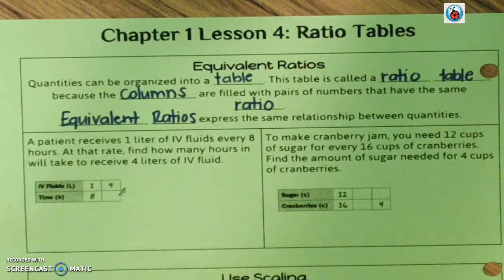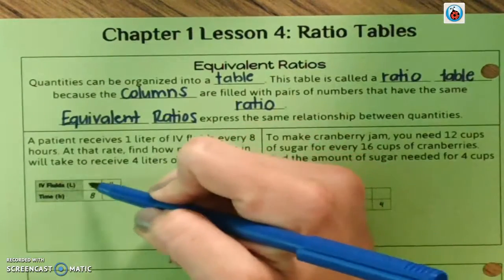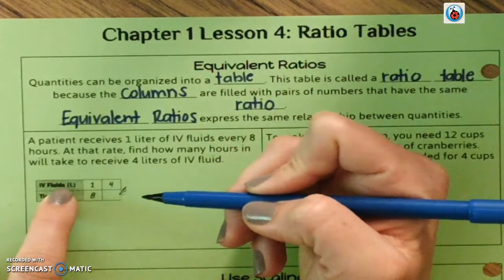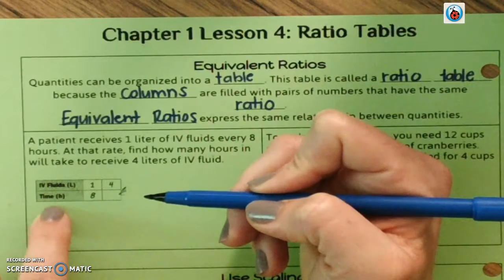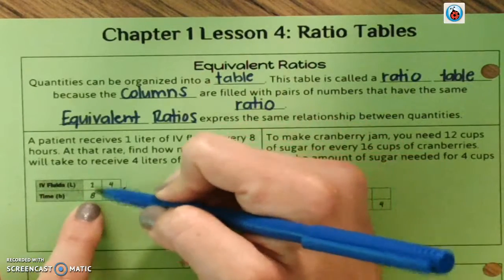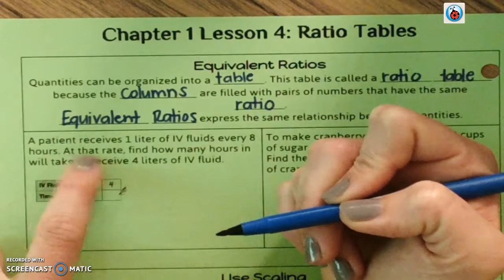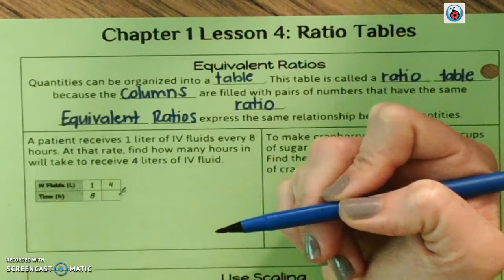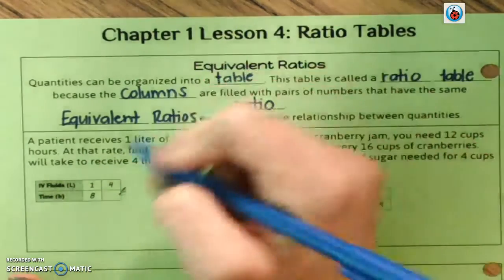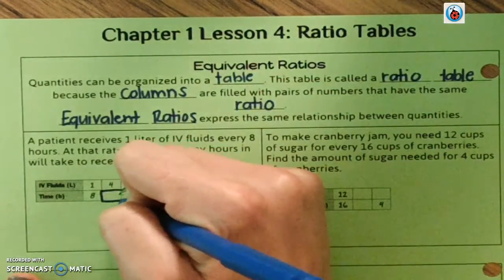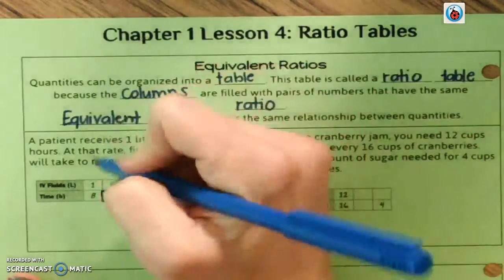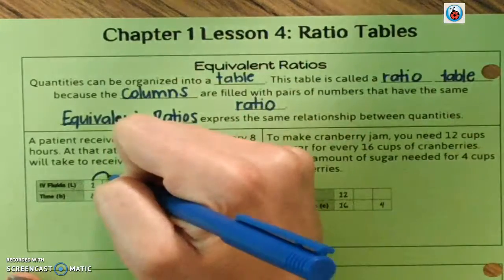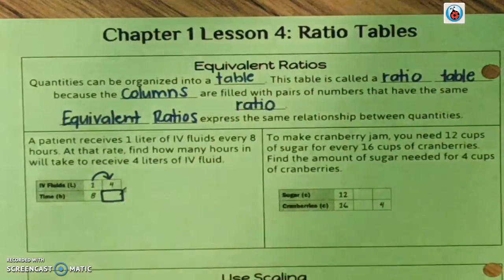Okay, a patient receives 1 liter of IV fluids every 8 hours. So you see that this says IV fluids? 1 times 8 hours, right? You see how they're on top and bottom? Then at that rate, find how many hours it will take to receive 4. So they left this blank open for us. That's what we need to find. To do this, we have to figure out how to get from here to here. And we only use multiplication and division when we're doing this.